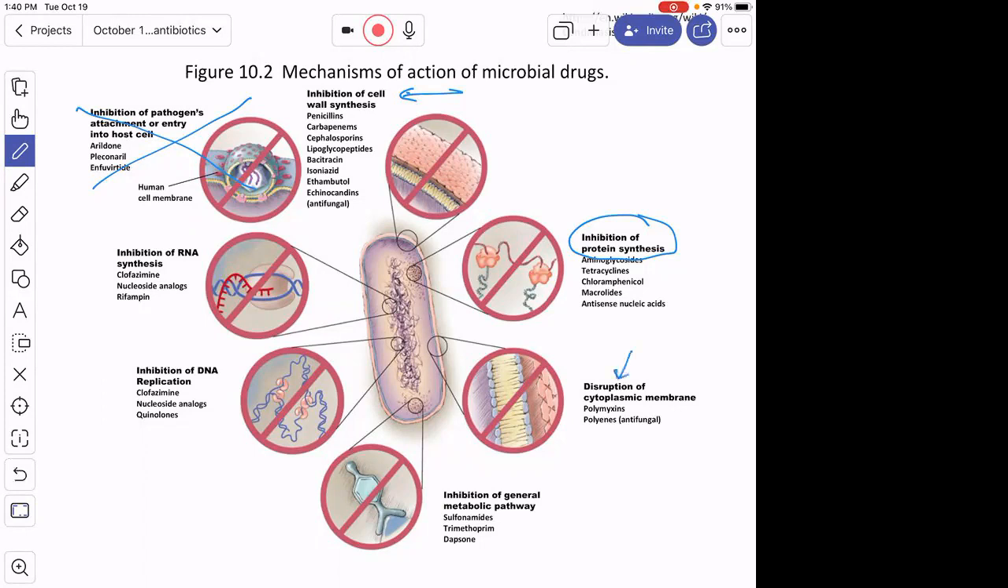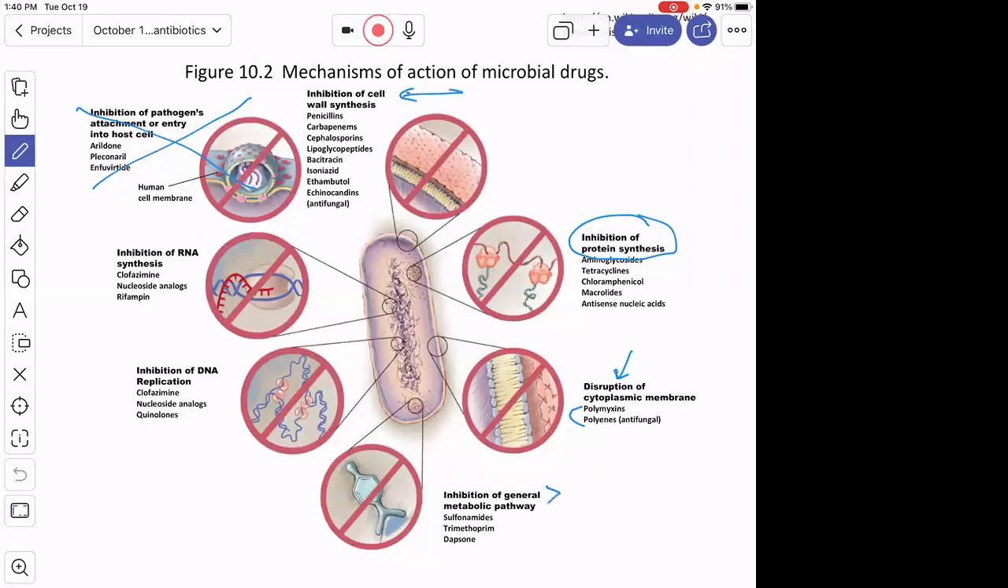This disruption of cytoplasmic membrane, you can see there's not a long list here. Bacterial membranes are very similar to ours. So there's huge toxicity issues there. Usually, if we're trying to target bacterial membranes, that's a drug that's only going to be used on our skin. And it's not going to be safe enough for us to ingest.